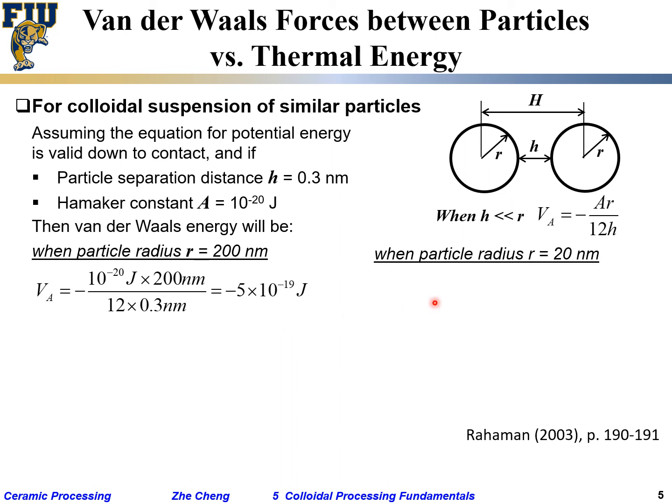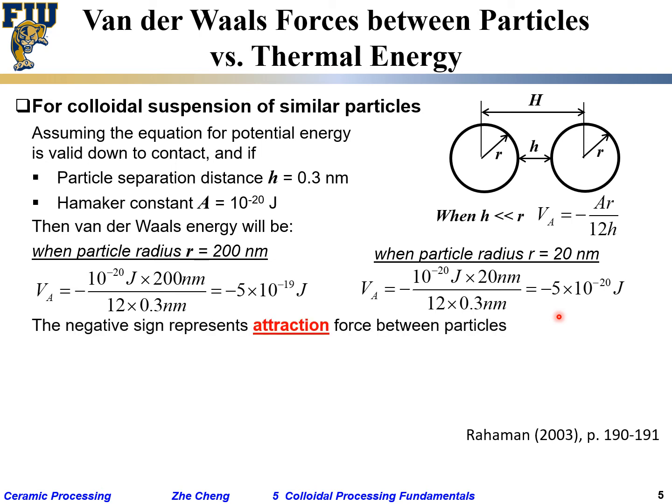On the other hand, if our particles are even smaller, even finer, real nanometer, 20 nanometer particles, the potential energy, you are doing the same thing, right? You just plug in a different radius number here. Instead of 200 nanometer, you plug in 20 nanometer, and you get a 1/10 of the van der Waals energy or potential energy between these two particles. Negative means they are attractive. They are attracting each other.